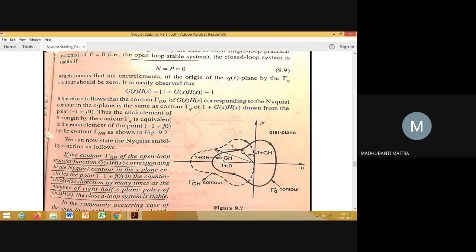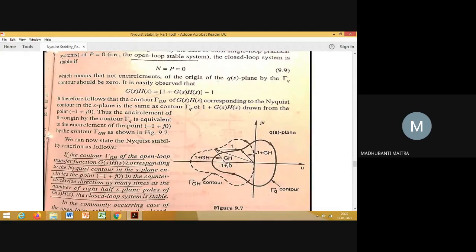So 1 + GH, and -1, is equal to, this is the resultant phasor, which is nothing but GH, as 1 + GH - 1 is equal to GH. So this is my 1 + GH phasor, this is my -1 phasor. If I draw the resultant phasor, it is nothing but the GH phasor. Okay, so my purpose is served.